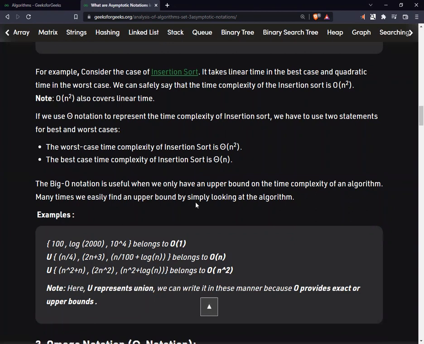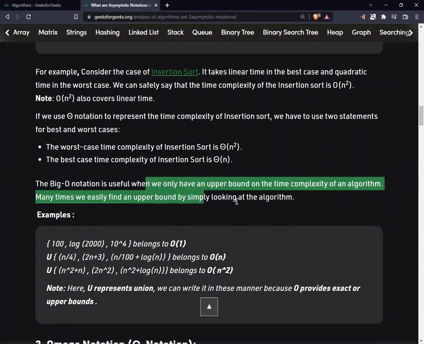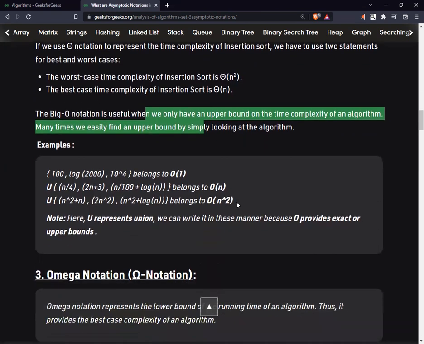The big O notation is useful when we only have an upper bound on the time complexity of an algorithm. Many times we can easily find the upper bound by simply looking at the algorithm.